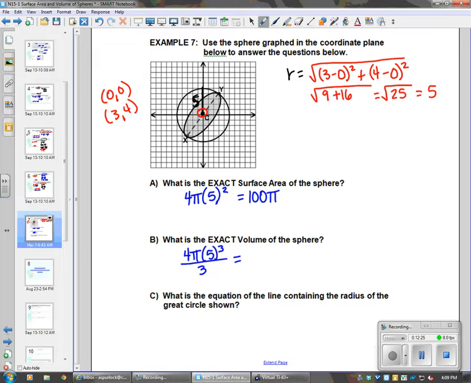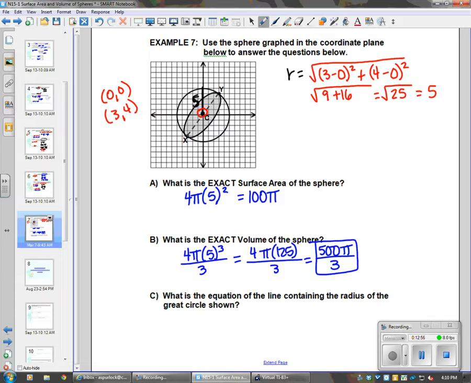And I got 4 pi times 125 over 3, which gave me 4 times 125 is just 500 pi over 3. And I realized at that point that I was not going to be able to reduce that at all. 500 and 3 don't reduce any. And so I just left it as 500 pi over 3. Please don't round that. Okay, please don't put 500 divided by 3 in the calculator to get a decimal answer. Okay, we want it to be exact. That means we don't want any decimals.